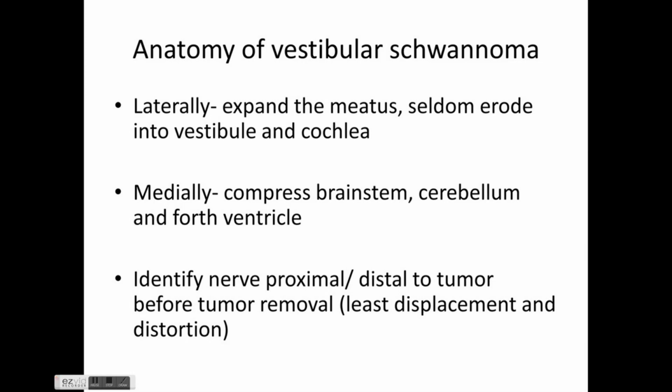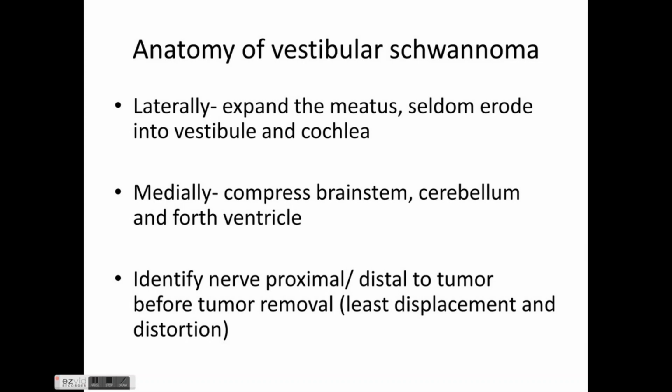The various classification systems of vestibular schwannoma are based on the compression, such as the Hannover classification, and the Koos classification based on the size. You can go through all those classifications as well. It is very important to identify the nerve proximal and distal to the tumor before tumor removal.